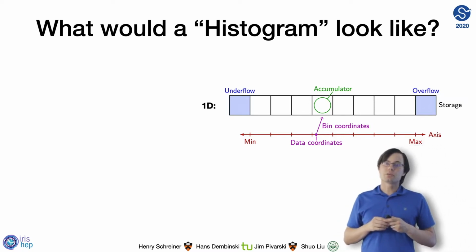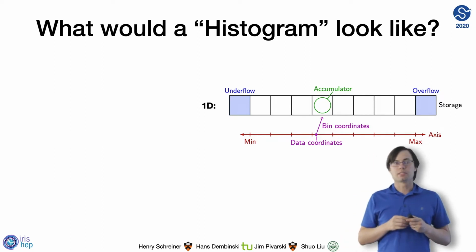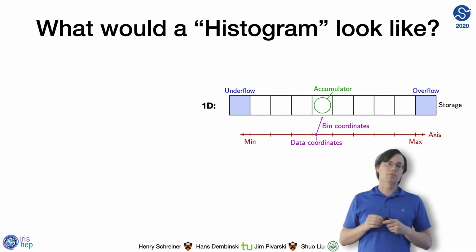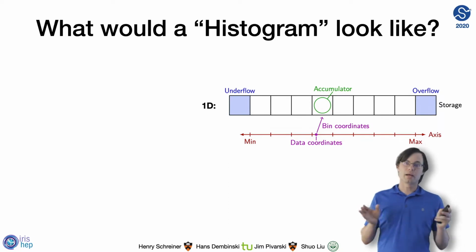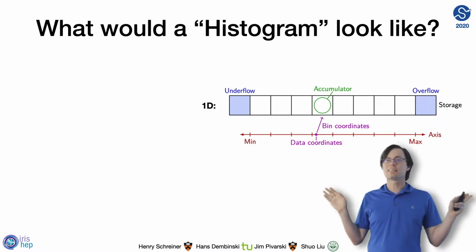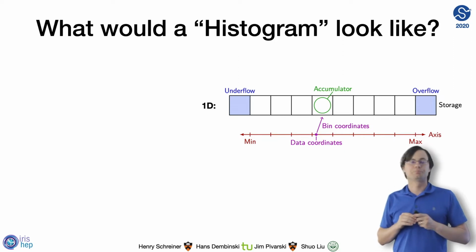There's also another thing that you'll see here that you may not be familiar with, and that's these flow bins. You'll see why those are useful in a minute, but for now they're just an extra bin on either side that takes anything that misses the histogram completely.